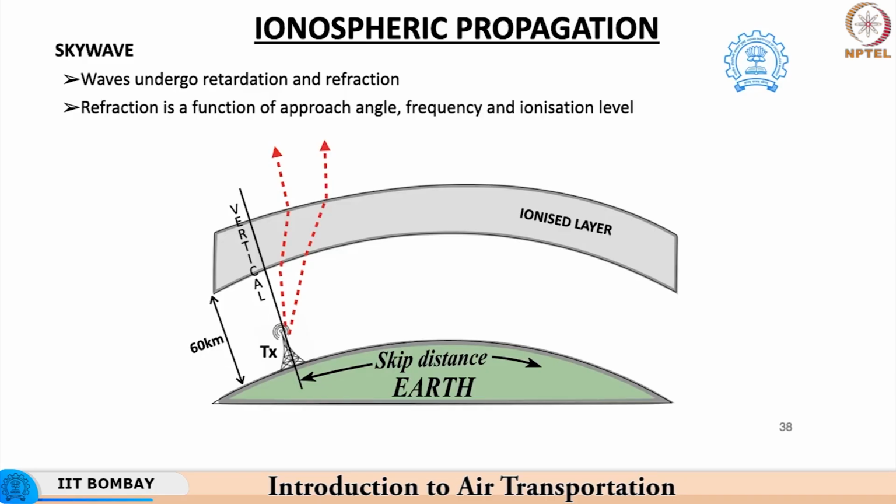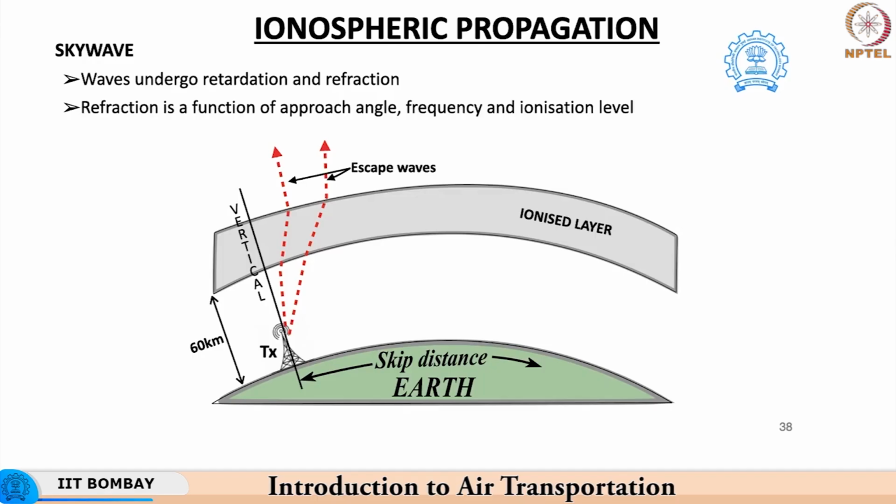The overall refraction is a function of approach angle, frequency and the ionization level. When we are talking about the ionization level, it means that if the waves propagate through the ionization layer in the day, the overall refraction would be higher, whereas in night condition the refraction would be lower. So, ultimately the number of waves reaching the ground will also be determined by the ionization level.